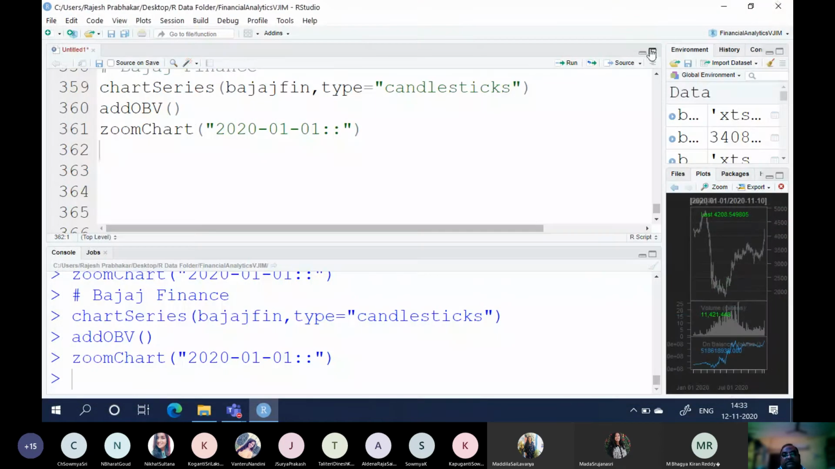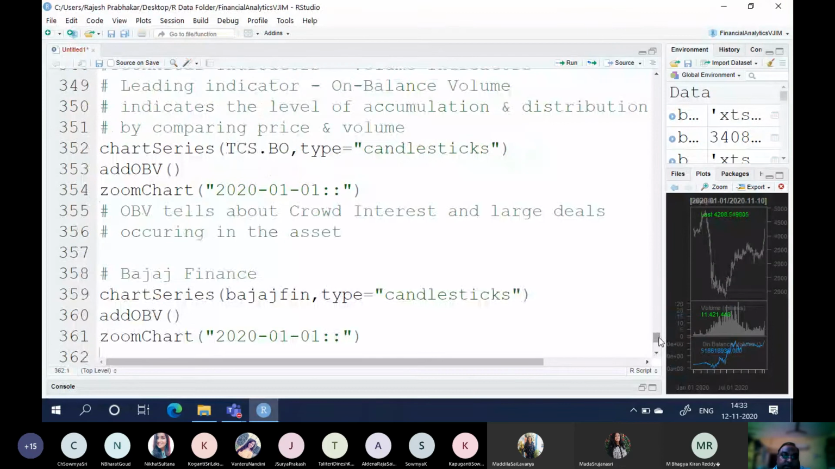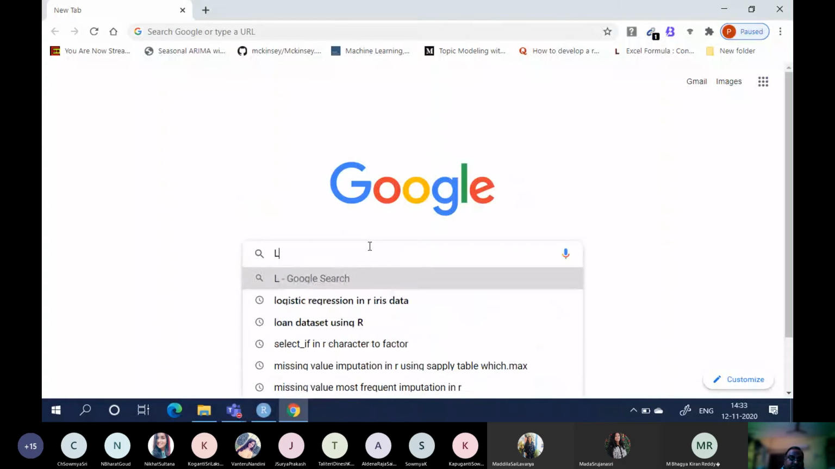Okay, so these are the major indicators which we study in technical analysis. Some of them, the volume indicators, are not much used in India, but the rest of them are widely used in India. And if you are looking at other important indicators, if you look at the list, there are many.